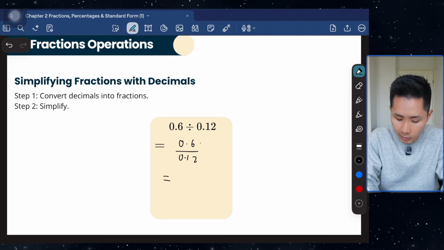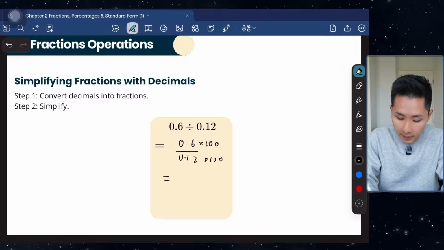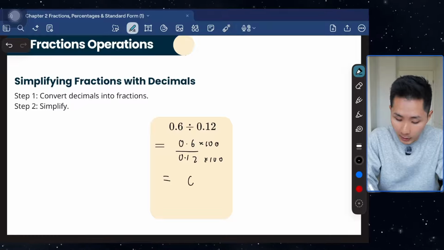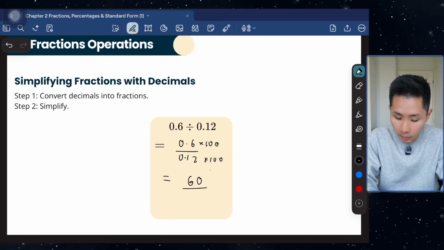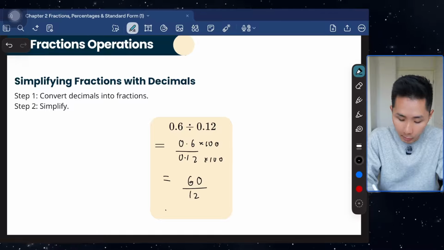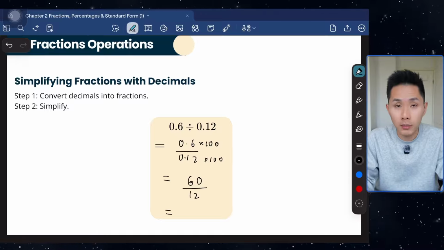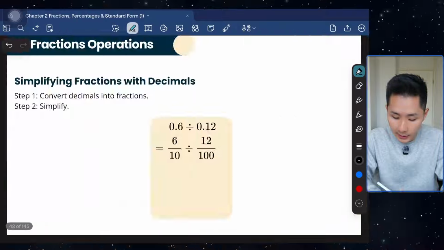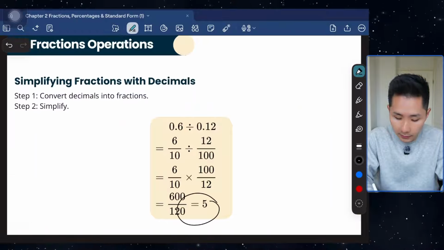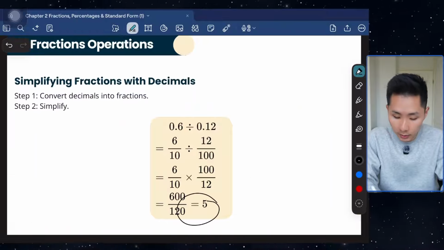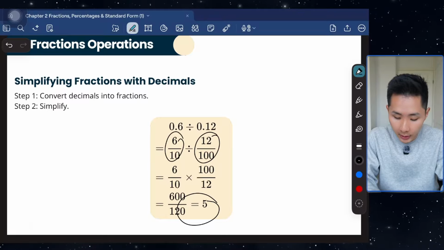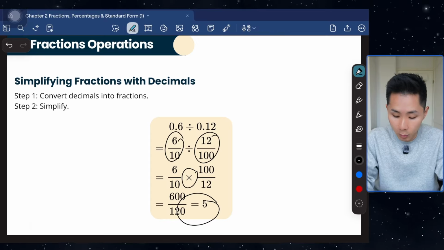So in this case, I'm just going to multiply by 100, and then 0.6 multiplied by 100 is 60, 0.12 multiplied by 100 is 12. So once you do that, 60 divided by 12, that's 5. So you will see that the answer here is 5. So there are multiple methods to do it. You can convert it to fraction too, and then just use the same method and you would have gotten the same answers.